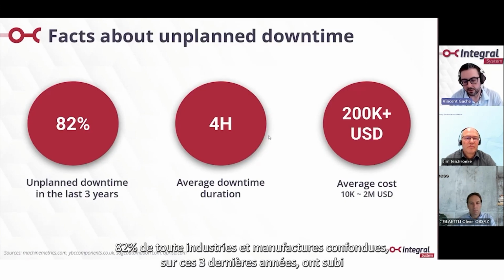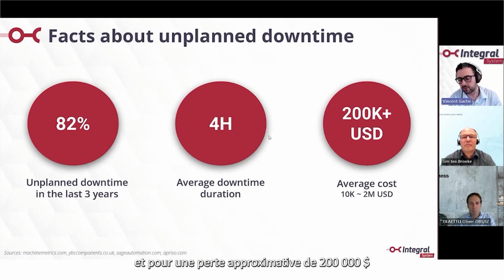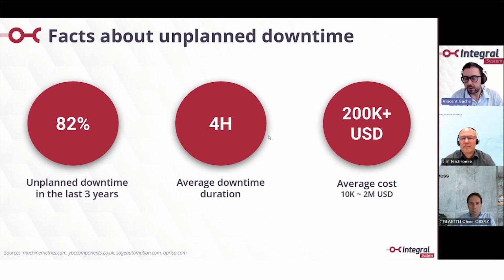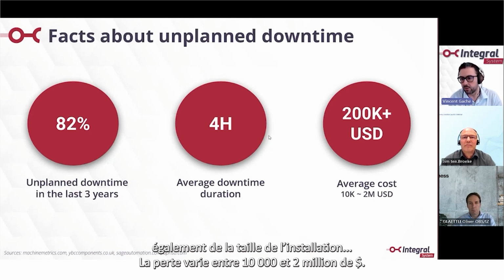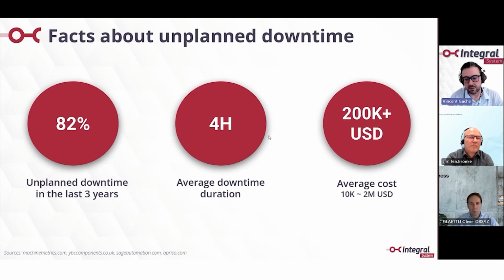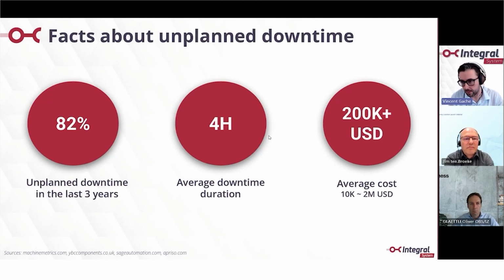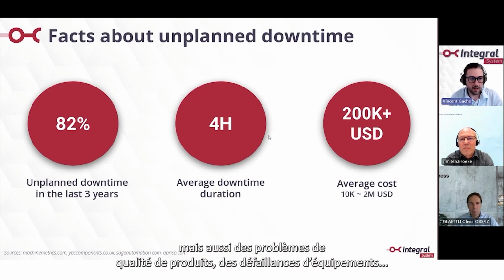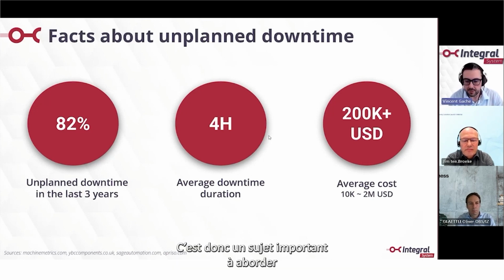82% of factories during the last 3 years experienced an unplanned downtime for an average duration of 4 hours and an average cost of 200K. Of course, it depends on the size of the company, the size of the factory, from 10K to 2 million USD. And that's not all. 37% of unplanned downtime generates even more downtime or quality issues or equipment failure or more and more issues. So this is a very important part to address.